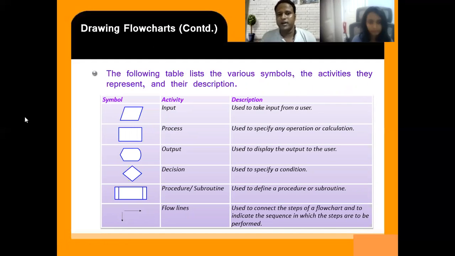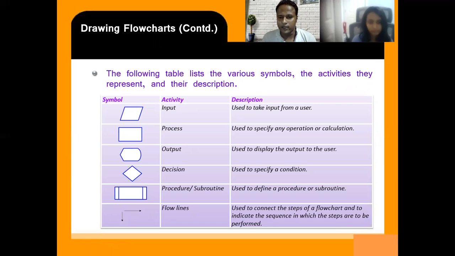So this symbol is called the input. If you want to take input from the user, it is used to take the input. Like if I am giving you a task to add two numbers, you are given the input 10 and 20. So that 10 and 20 are taken by using the input box. So it is called the input box.